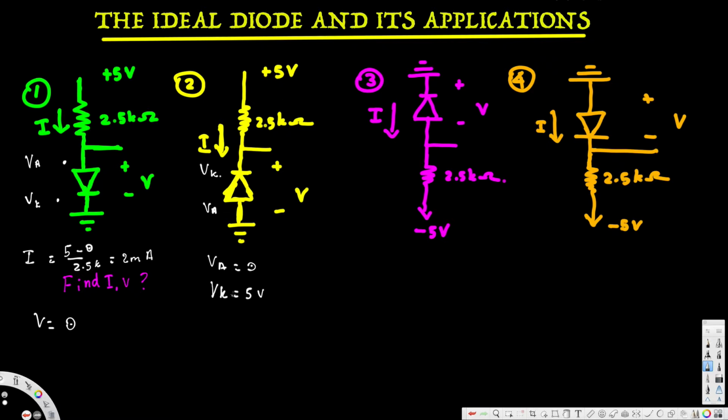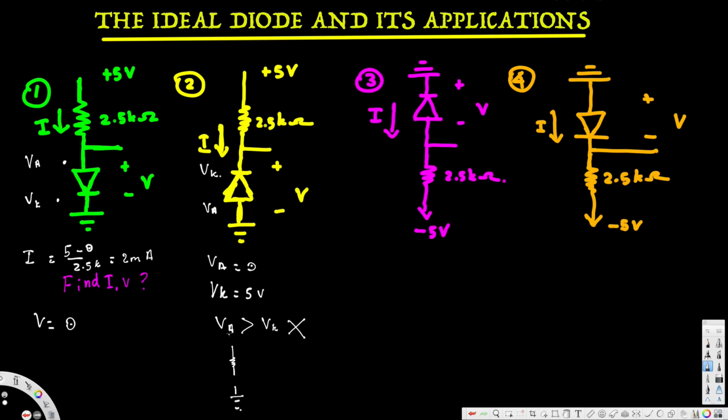And here you can see VA is supposed to be greater than VK in order to be a short circuit, but this is not true in this case, because VA is 0, VK is 5. So VK is higher than VA, therefore this is an open circuit. So the equivalent circuit is going to behave like this. We are going to have an open circuit and this is connected to the ground.